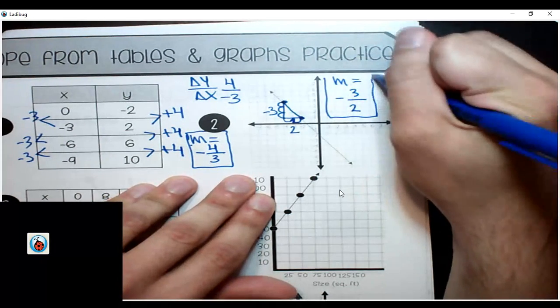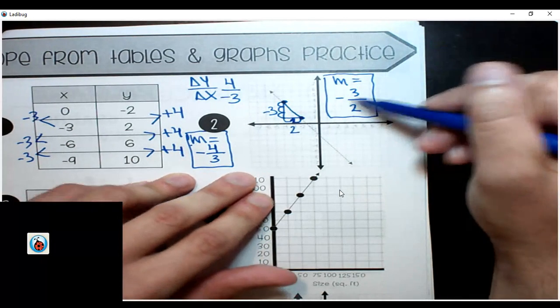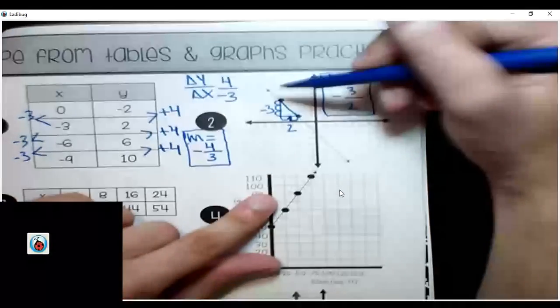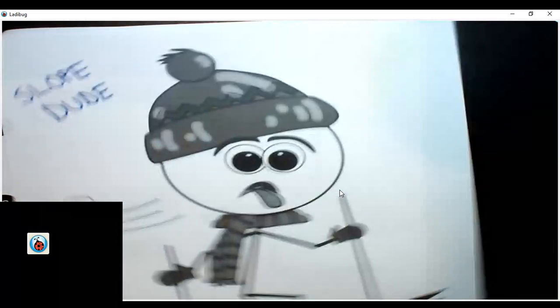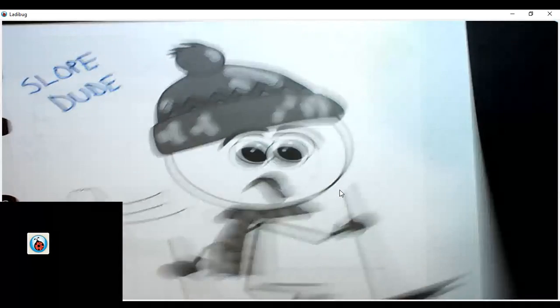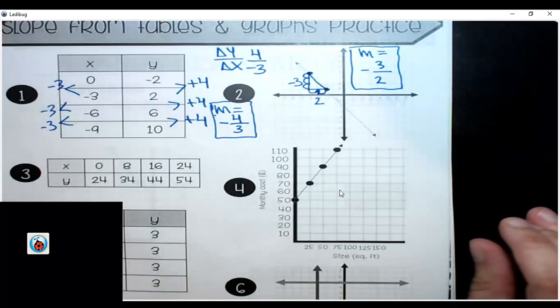So you'll notice that whenever you have a negative slope, the line is going down. And to help you remember that, we'll get into Mr. Slope Dude a little bit later, to help you remember positives and negatives on a slope.